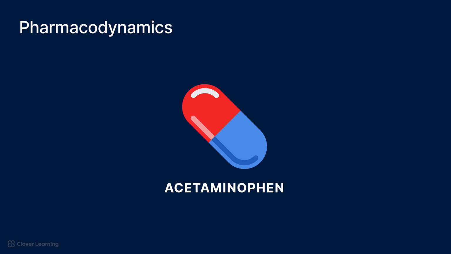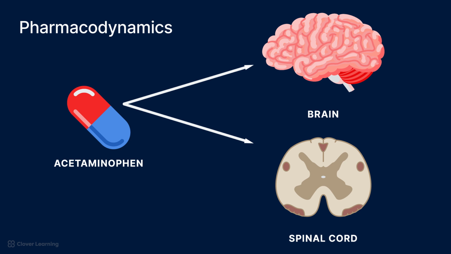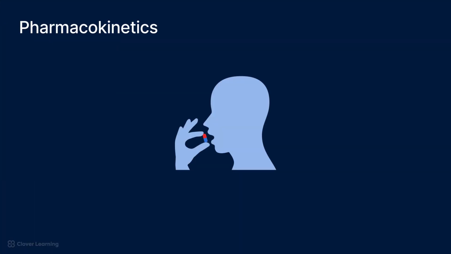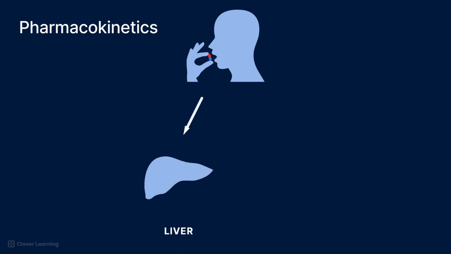Referring back to our example medication, the pharmacodynamics, or how acetaminophen produces an effect in the body, is that it induces pain relief or analgesia in both the brain and spinal cord, partially by inhibiting the synthesis of pain-causing agents. The pharmacokinetics of acetaminophen explores how it is absorbed, distributed, metabolized, and excreted. Acetaminophen is absorbed from the gastrointestinal tract, it is distributed throughout most body tissues, metabolized in the liver, and excreted from the body in urine.